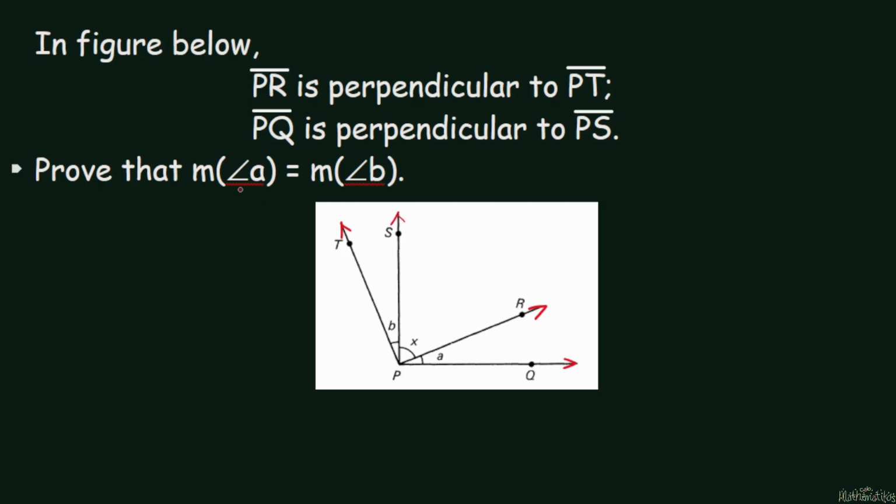Prove that the measure of angle A, this is the letter A, and this is angle A, is equal to the measure of angle B. Here's the angle B.